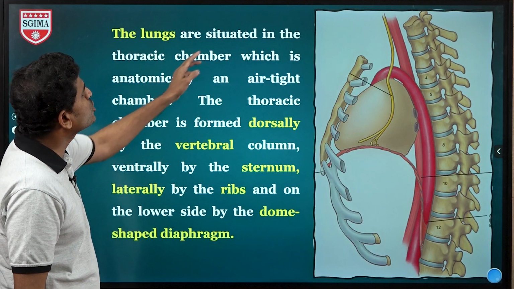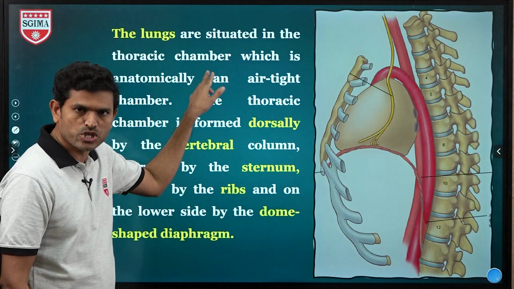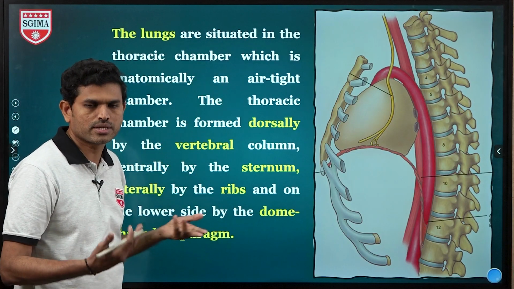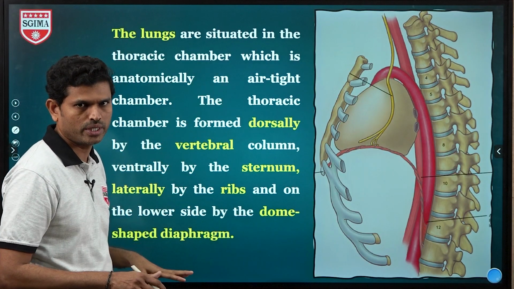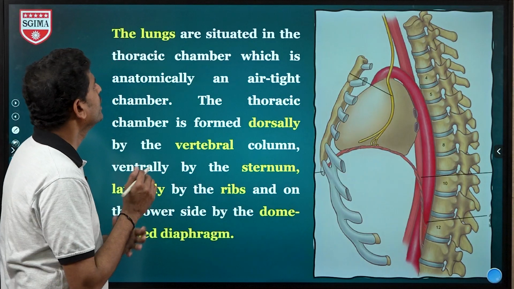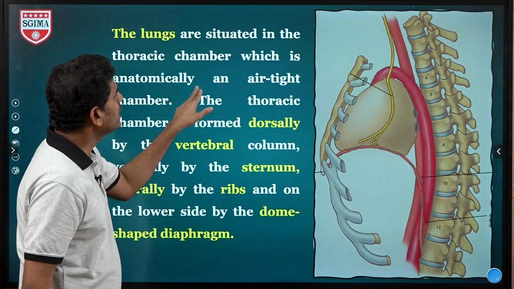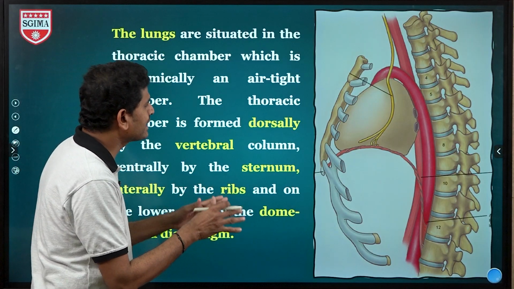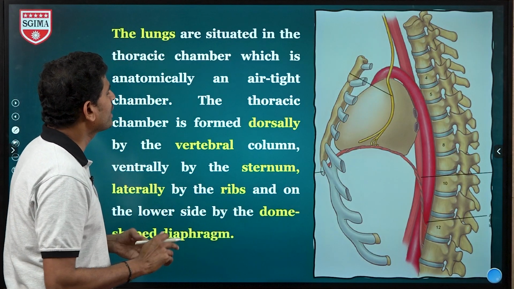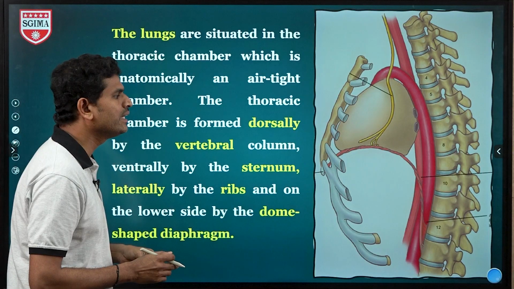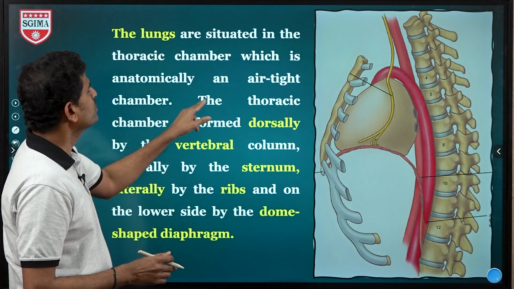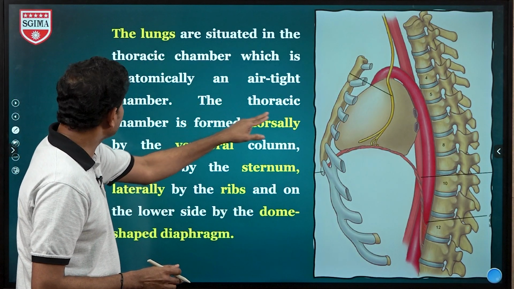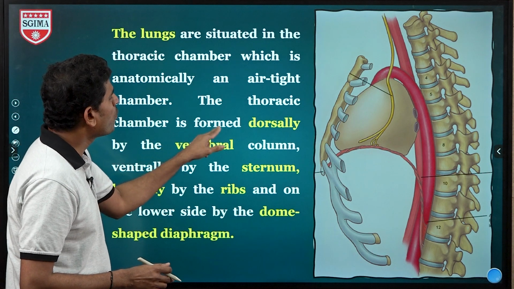The lungs are situated in the thoracic chamber. As we know, the lungs are situated in our thoracic chamber only, above the diaphragm. Now, which is anatomically an airtight chamber? So anatomically it is an airtight chamber. How can we say this? Anatomically the airtight chamber, the thoracic chamber, is formed.